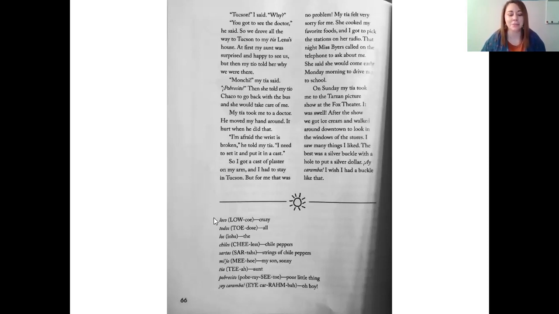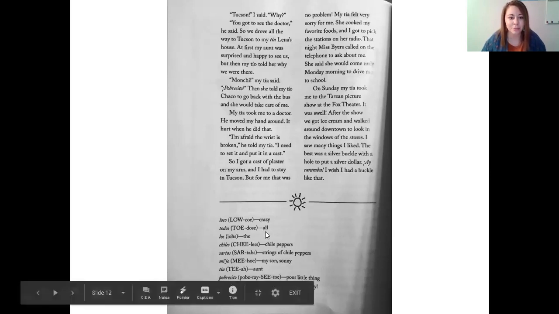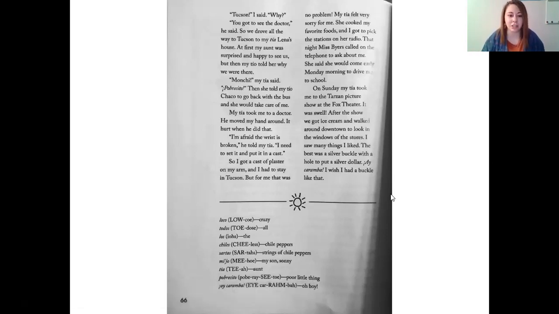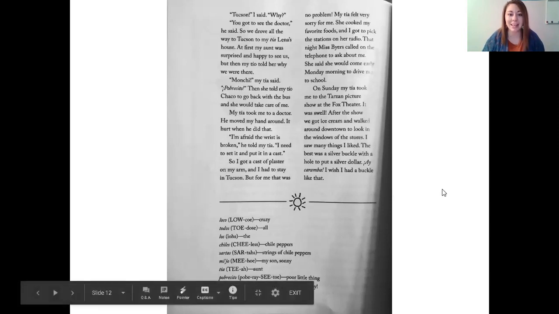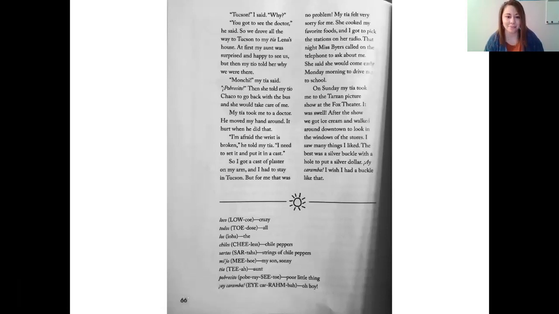Okay, so then again, just some of our Spanish words. We had loco, which means crazy. Okay, and then we had todos, which means all. Los is the. Chiles, we had the chili peppers. And sartas is a string of chili peppers. So remember on the previous page, he said that they had to make the sartas. Okay, so that was strings of chili peppers. And we have mijo, which is my son, and tia is an aunt. So we've been hearing about tío Chaco. Now we have tia Lena. Then we have pobrecito, which is a poor little thing. So when tia Lena sees Monchi, she says, pobrecito. Okay, so that means you poor little thing. And then ay caramba means, oh boy.